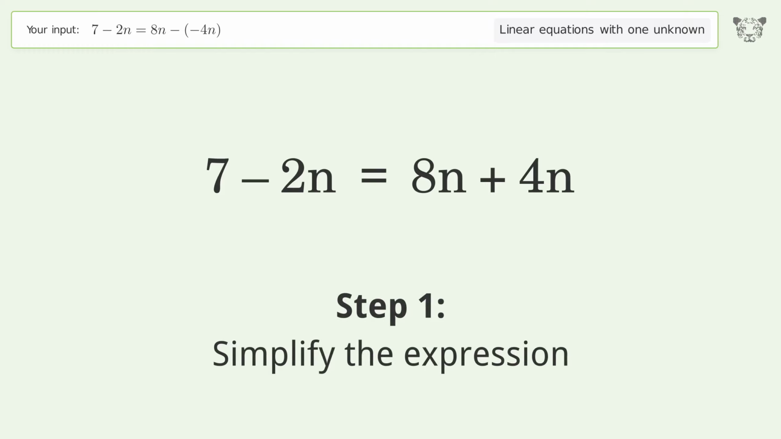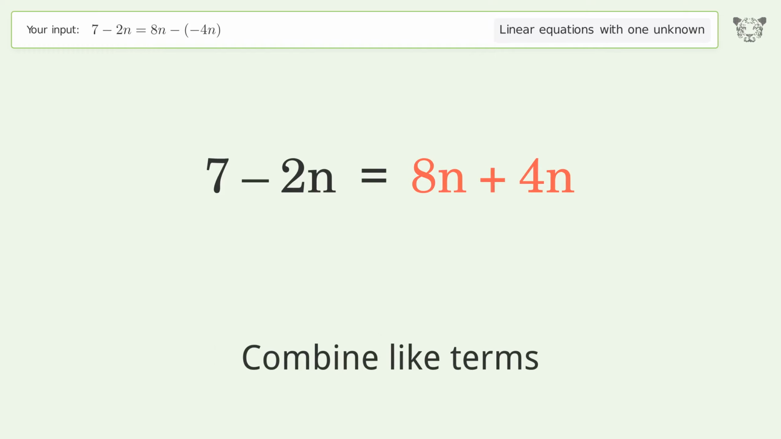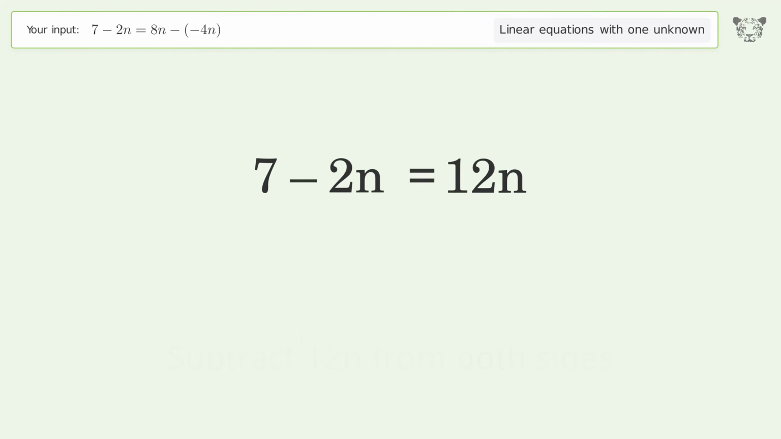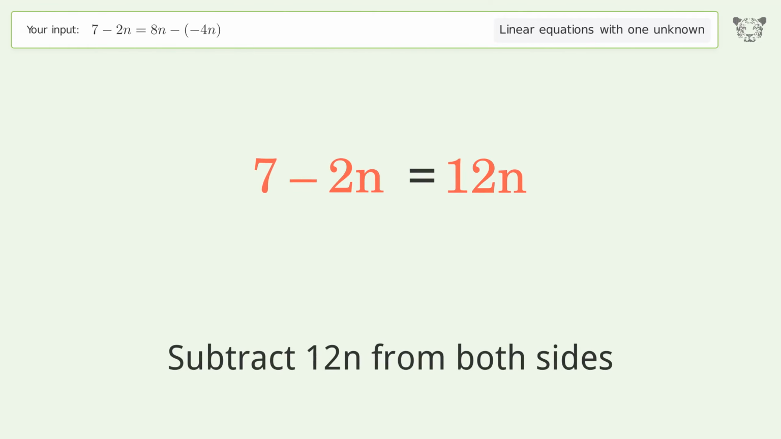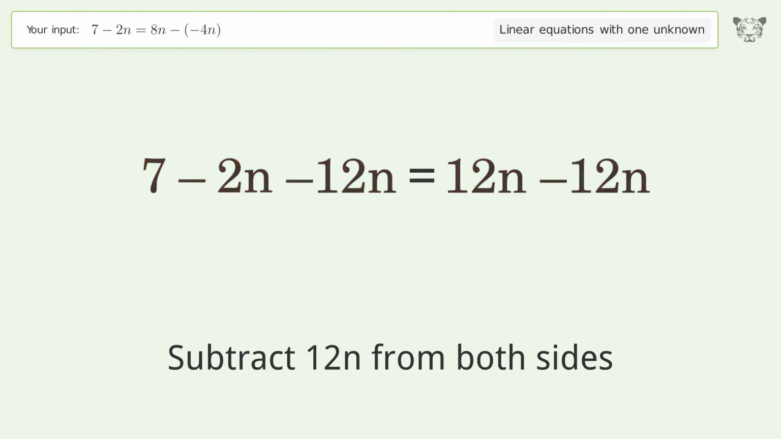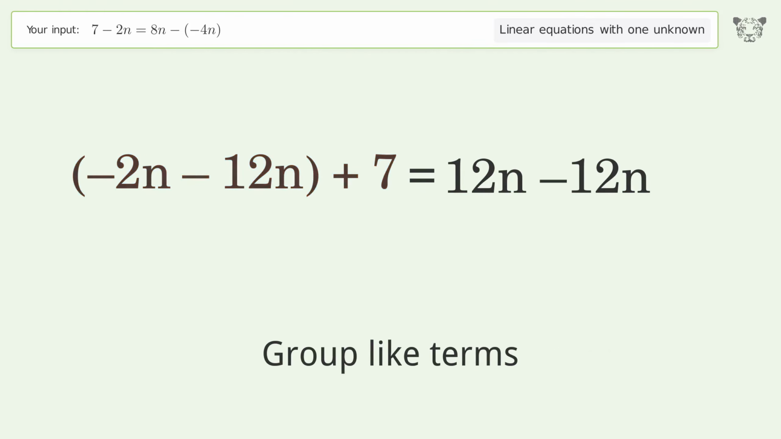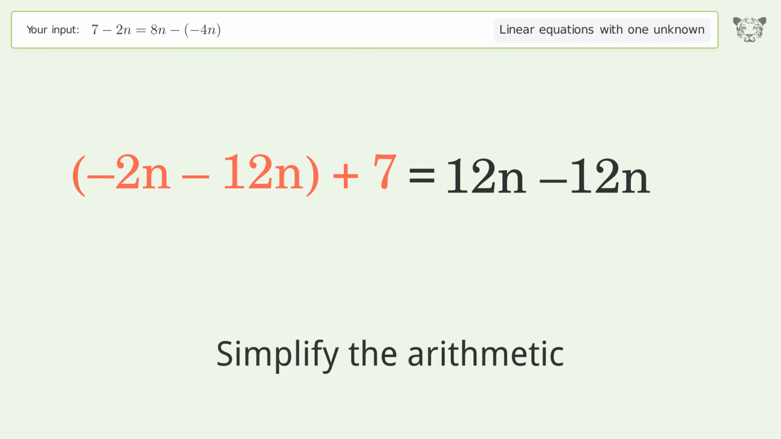Simplify the expression. Combine like terms. Group all n terms on the left side of the equation. Subtract 12n from both sides. Group like terms. Simplify the arithmetic.